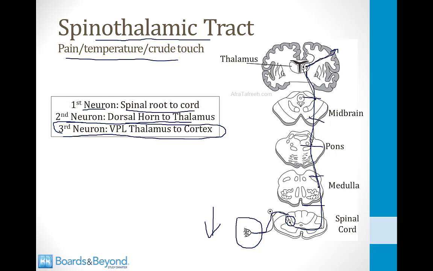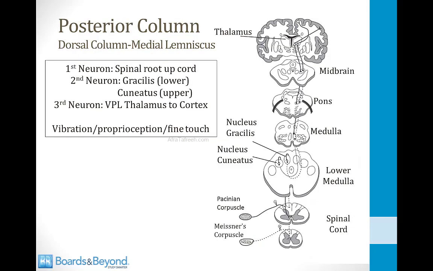And that is because of that crossing right at the level of the spinal cord where the information enters the spinal column. So now let's talk about the second important sensory pathway in the body, and that's called the dorsal column medial lemniscus pathway, and that's a mouthful, so many people just call it the posterior column.